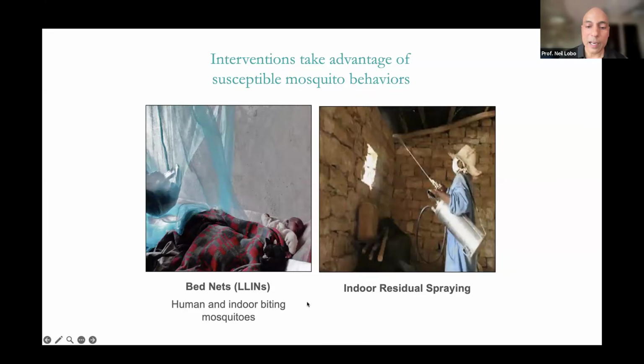IRS, or indoor residual spraying. How does indoor residual spraying work? Indoor residual spraying works on indoor resting mosquitoes. If mosquitoes don't rest indoors, they're not going to be affected. If mosquitoes fly indoors, bite human beings, and leave and go outdoors without resting on sprayed walls, IRS is not going to be that effective.